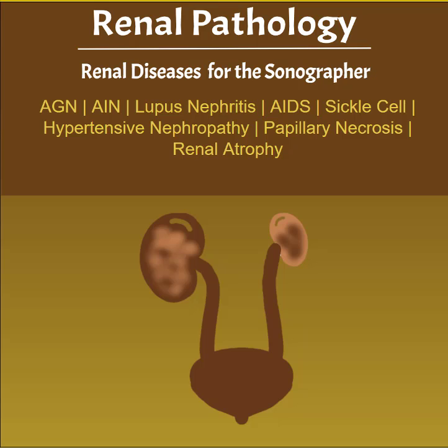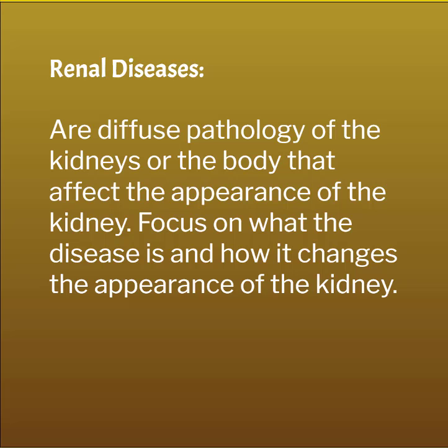Welcome to our sonography lecture on renal pathology, part 6 of 14, renal diseases for the sonographer. This lecture will cover acute glomerulonephritis, acute interstitial nephritis, lupus nephritis, AIDS, sickle cell, hypertensive nephropathy, papillary necrosis, and renal atrophy. This chapter actually presents some more difficult information.